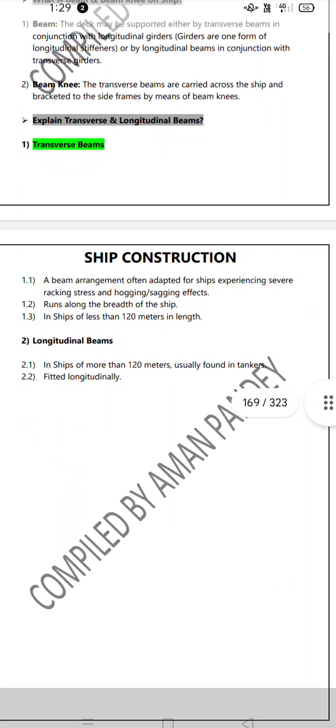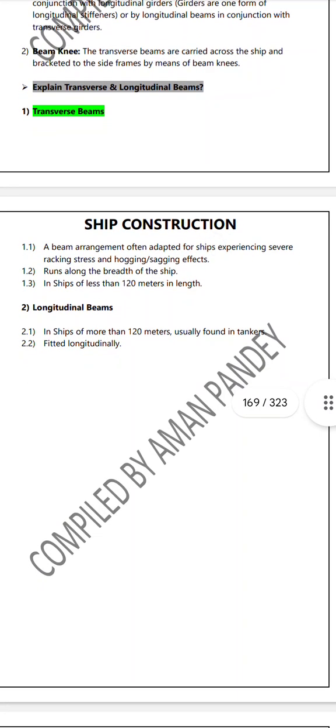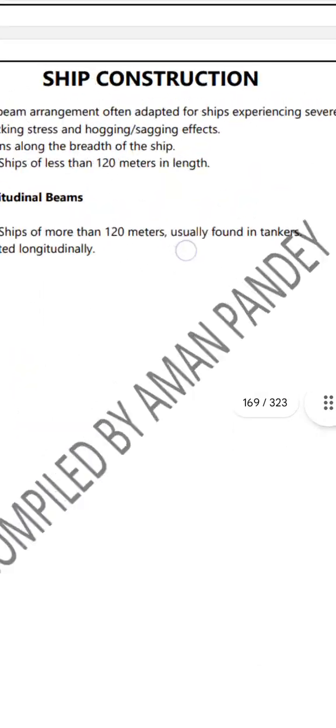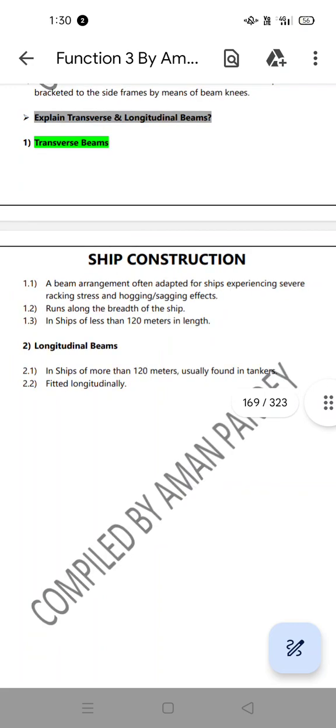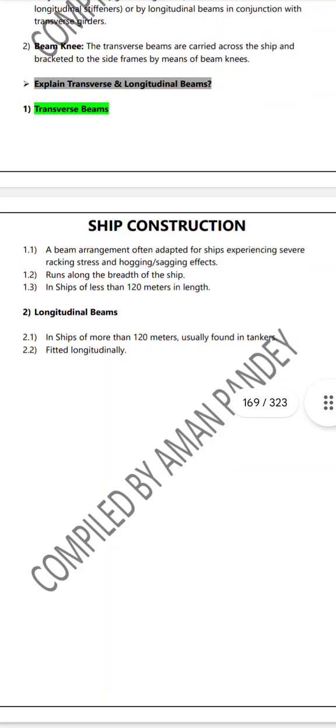So what is a transverse beam? Transverse beams are used mostly in vessels less than 120 meters, and longitudinal beams are used more against racking stresses and hogging. They are usually found in tankers fitted longitudinally. So tanker, definitely. This beam arrangement is often adopted for ships with expansive runs along the breadth of the ship.